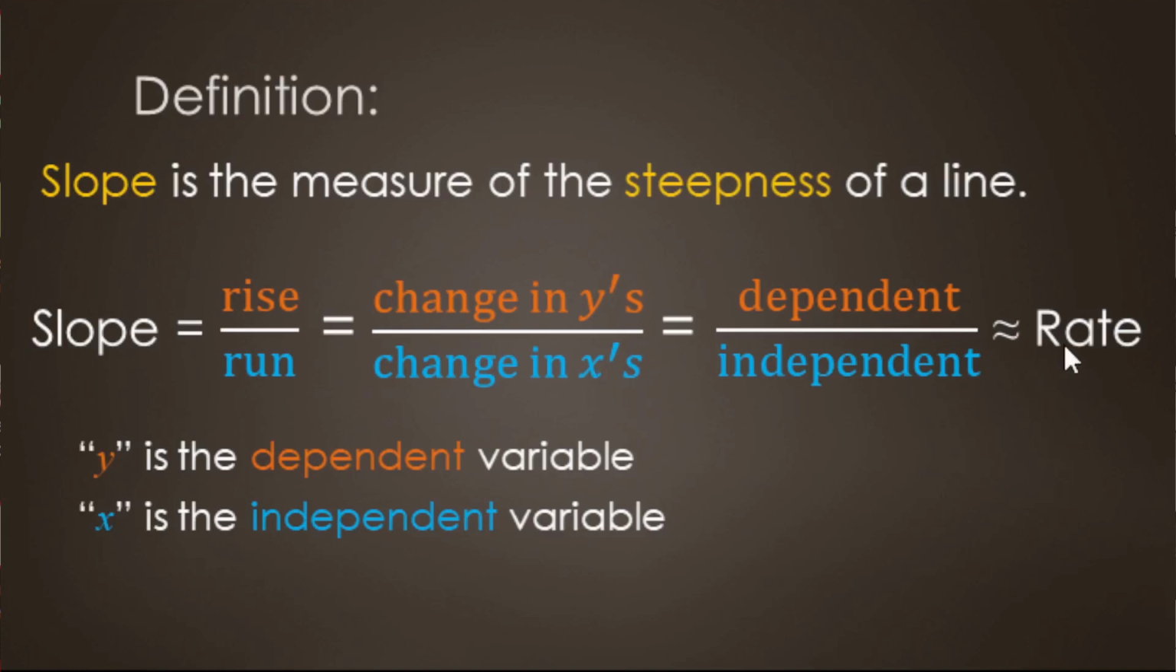Now, when we're finding rate, we're basically doing the same thing: change in dependent variable, which is the Y's, divided by change in independent variable, which is the X's. But remember, with slope we're finding how steep a line is, whereas with rate we're finding things like miles per hour or dollars per hour if you're working at a job. That's the main difference between the two, but how you find slope and how you find rate is super similar.